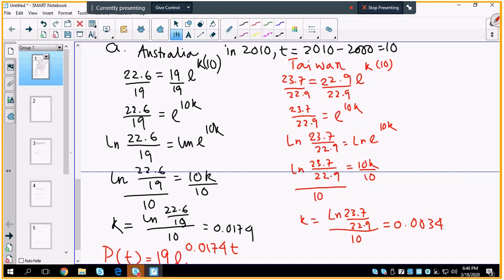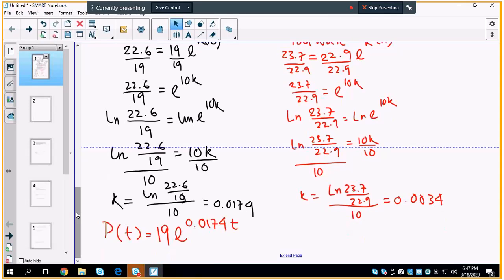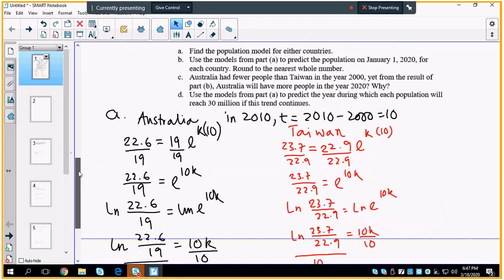I am interested in the population model for Taiwan, and I'm going to say that the population model for Taiwan will be P of T equals the initial population, which is 22.9, times e to the power 0.0034t. And now I have answered part A of the question completely. Part B is asking me, use the models from part A to predict the population on January 1, 2020 for each country. Round your answer to the nearest whole number.